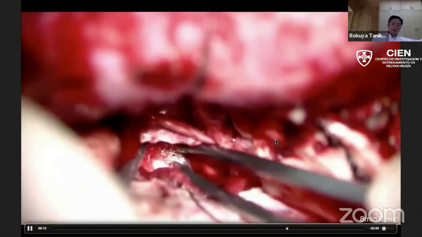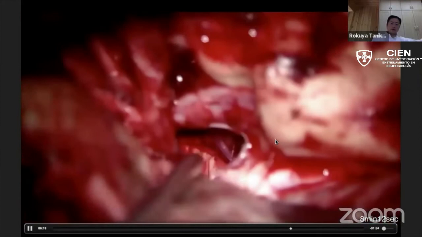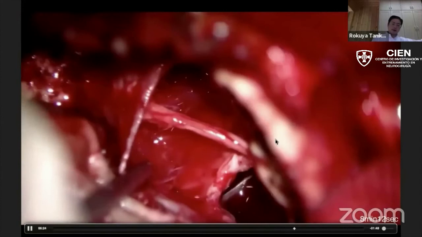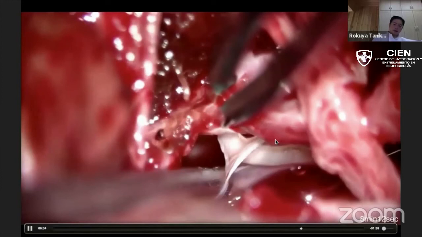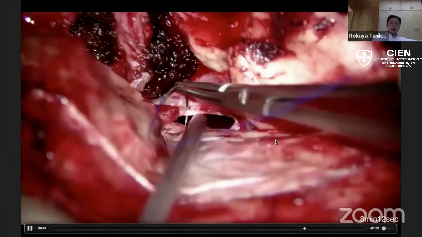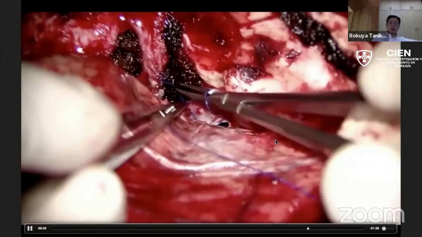This is the final view after the removal of the tumor. This is the patient's nerve. So this is the medial cave. And here is the sixth nerve, the Dorello's canal entry. Now, after confirming complete hemostasis, I am stitching the dura to close it.